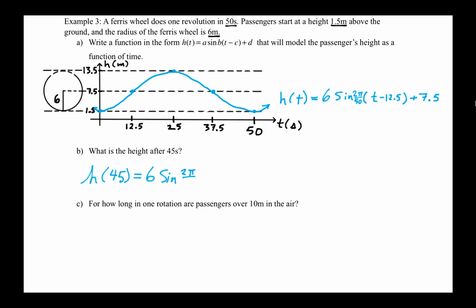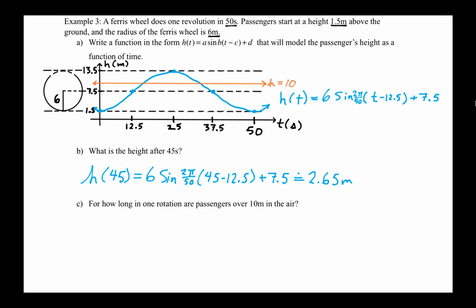Now, if you wanted to know the height of a passenger 45 seconds into it, you could substitute into that equation and calculate. You should find you get about 2.65 meters. And now the next question is, for how long in one rotation are passengers over 10 meters in the air?